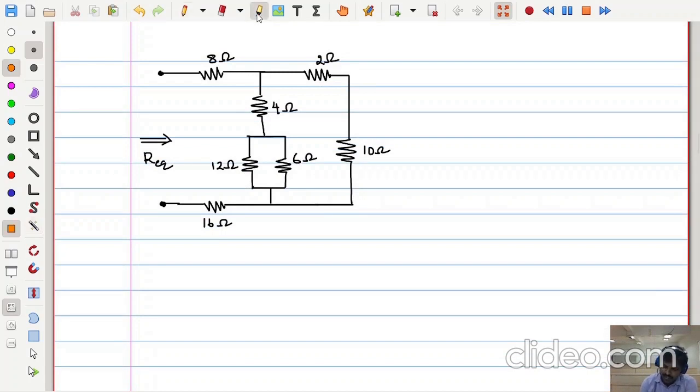What we do is that first we try to observe the nodes. So we need the resistance between these two terminals. This is A, this is B. Between the AB terminals, the value is Req. This is what we would like to determine. How much is the resistance between these two terminals?